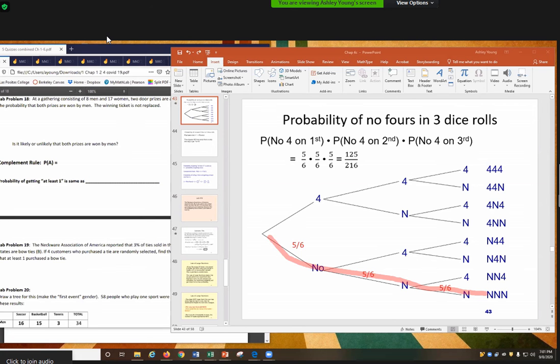Could you explain really quick where you got 5/6 from again? Yeah. What's the probability of getting a 4? I have a dice. What's the probability I roll a 4? 1 out of 6. 1 out of 6. What's the probability I don't? 5 out of 6. Exactly. Ah, I gotcha. Yeah. Thank you. Yeah, you're welcome. Thanks for asking the questions.